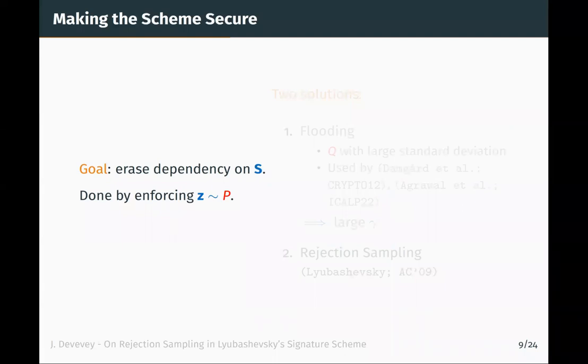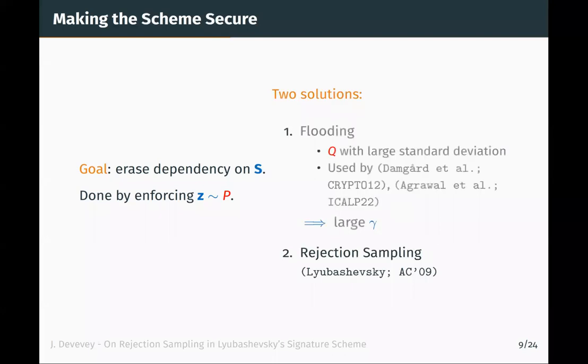So ideally, what we would like to have is to make sure that Z is independent from the secret. So we would like Z to follow some kind of target distribution P, which is independent from S. And there are two main ways to achieve that. The first technique is flooding. If you take Q with a very large standard deviation, then the shift S times C is almost unnoticeable. And then Z is almost independent from the secret. But then you get a very large gamma, which basically drives the size of the signature. So that's not what we want.